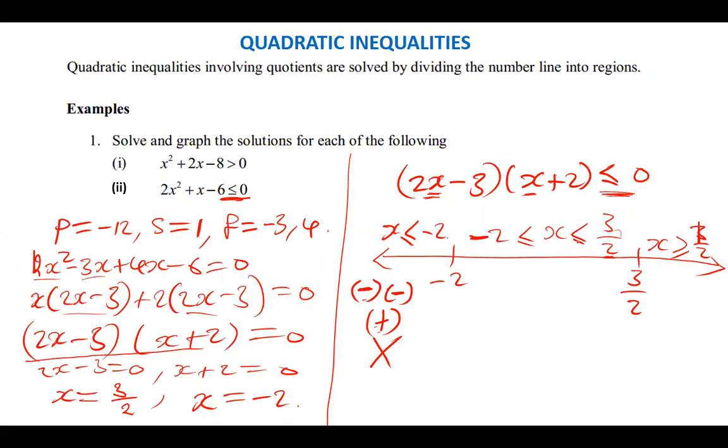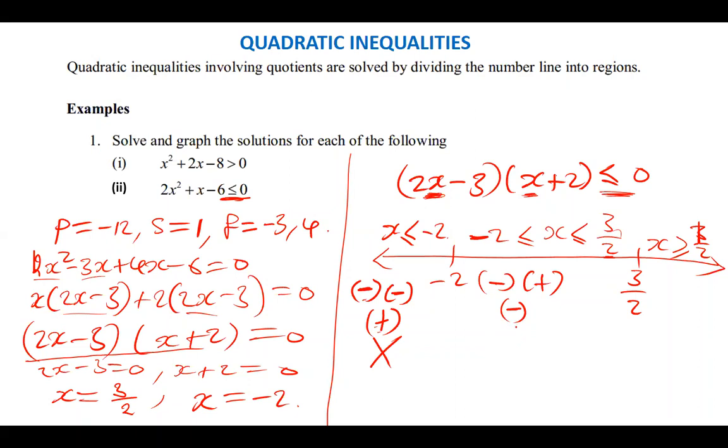Okay, so let us get any number. I like using 0 if there's a negative and a positive number. So if we get a 0, we replace it there. We're going to have 0 minus 3, that will be a negative number, -3. And then when you put 0 there, 0 plus 2, the answer will be a positive number. So positive times negative, the answer is negative.